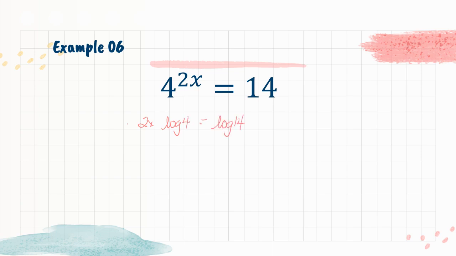I hope you're starting to get the hang of this by now. I'm following that whole process of rewriting, dividing the logs, and then simplifying by whatever the equation has, whether it's a coefficient or it's x plus 4 or whatever. So I'm taking log 14 divided by log 4, and I'm getting 1.903, etc., which I'm going to then divide by 2. And I get a final answer of 0.95, approximately. And that is my final solution.